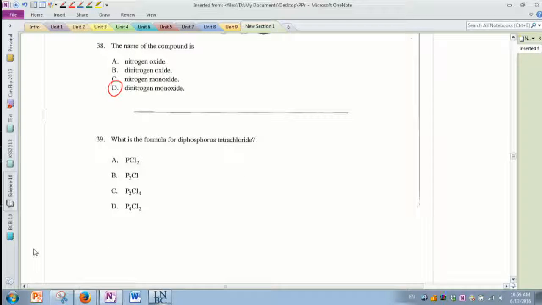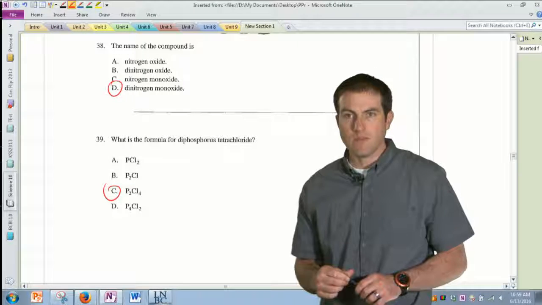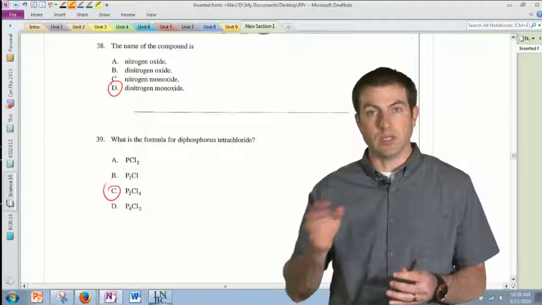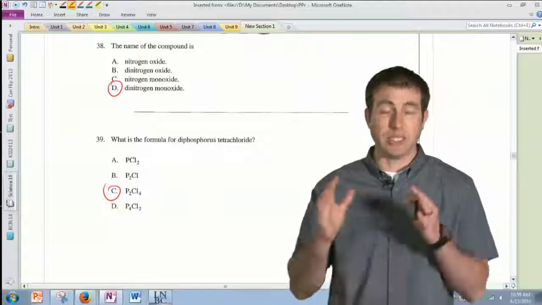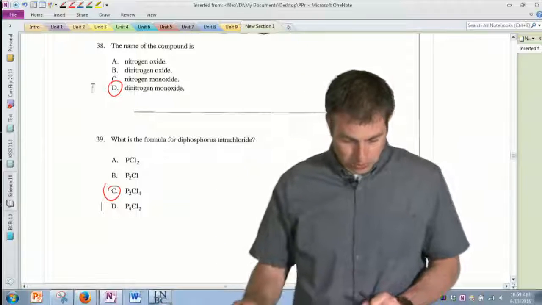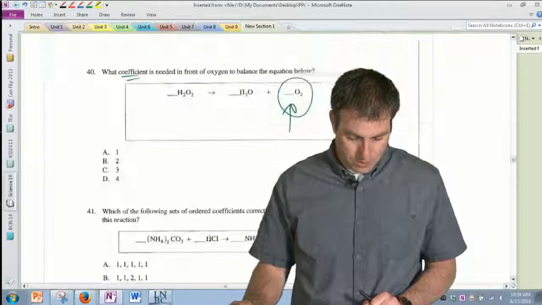39, what's the formula for diphosphorus tetrachloride? So P2Cl4. Remember all of the Roman numerals are on your periodic table. It tells you what 1, 2, 3, or so on in your data booklet. It's all there. So be careful. Always look it up. Don't just guess.